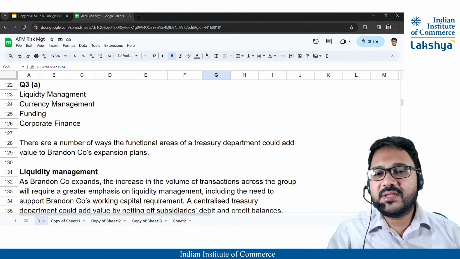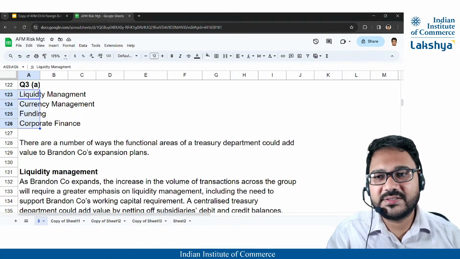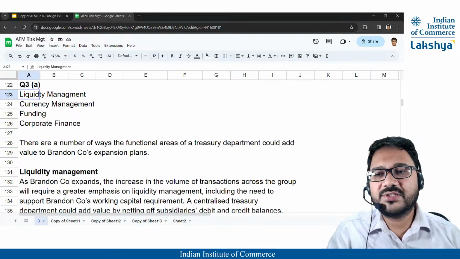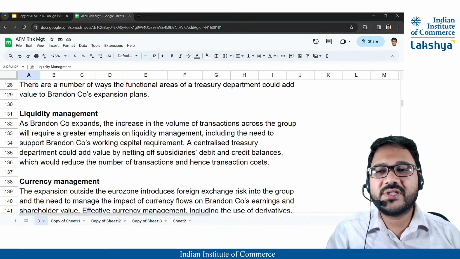Okay. Then the centralized treasury department. These are the major points that you should be covering: liquidity management, currency management, funding, and corporate finance. These are the three major functional areas that we also identified. So you can just read through it.